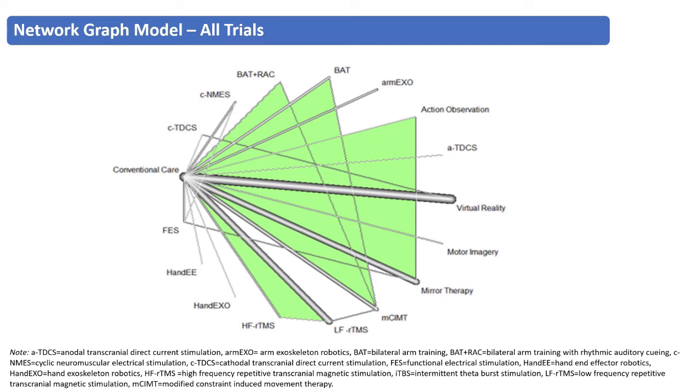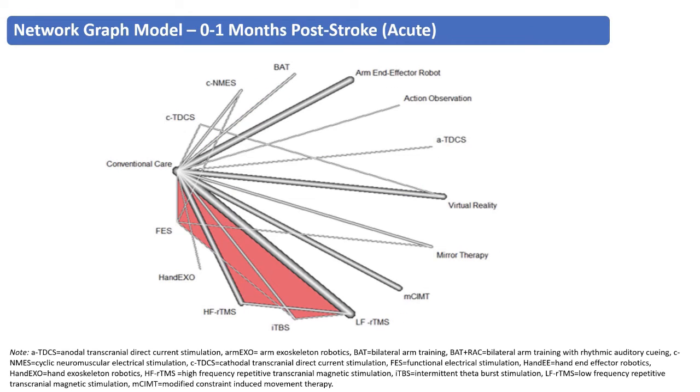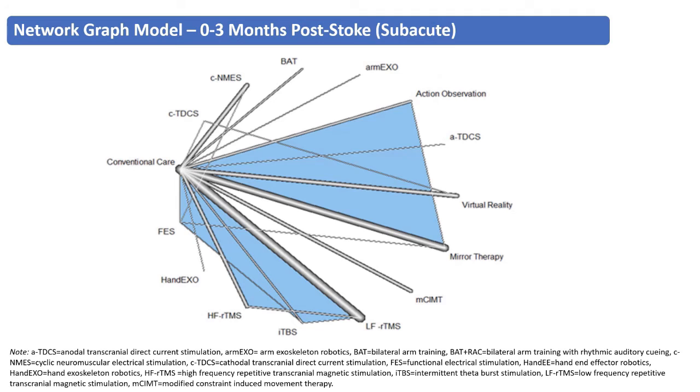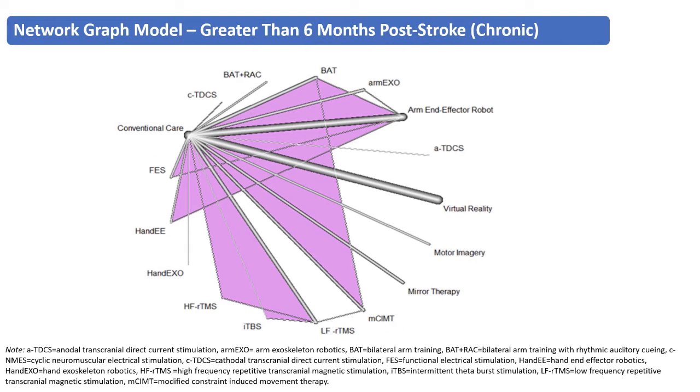Abbreviations are listed below. Here, we have the network graph for the acute model from 0 to 1 months post-stroke in red, and here we have the subacute model from 0 to 3 months post-stroke, indicated with a light blue. And finally, we have our chronic model for participants greater than 6 months post-stroke, indicated in purple.